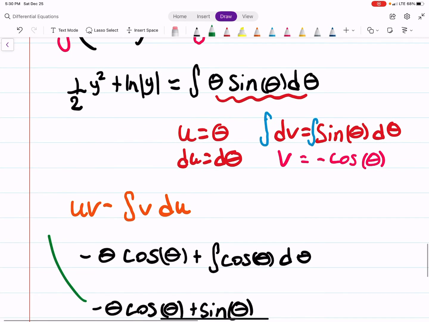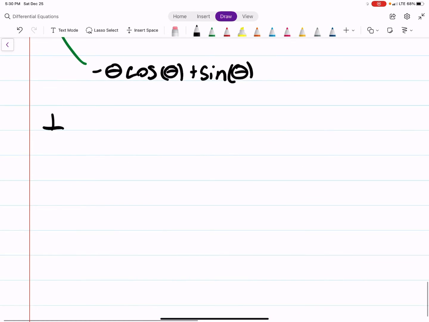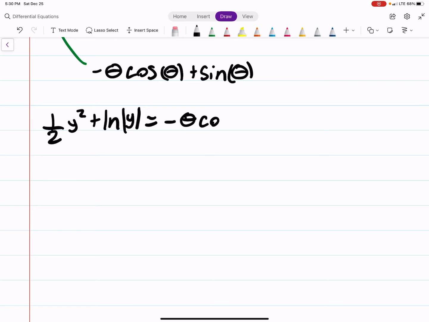We can plug this in here. We get 1/2 y squared plus the natural log of y equals minus theta cosine theta plus sine theta plus some constant c. Technically, both sides will have a constant, but kind of like what I was talking about earlier, I'm just going to throw them all on one side.